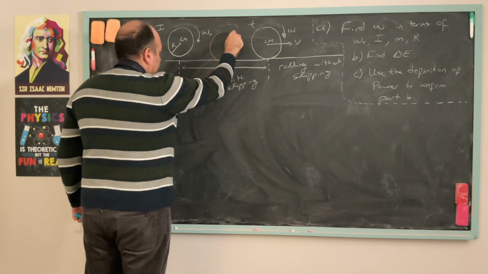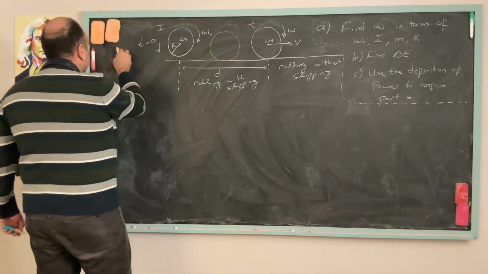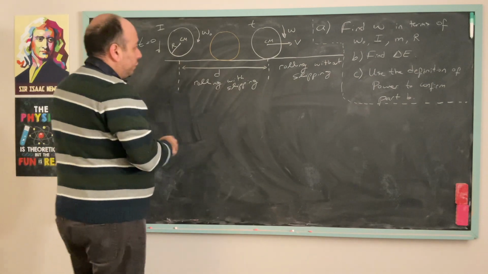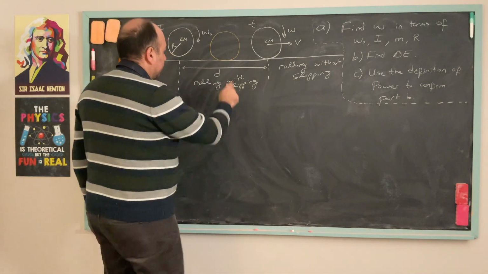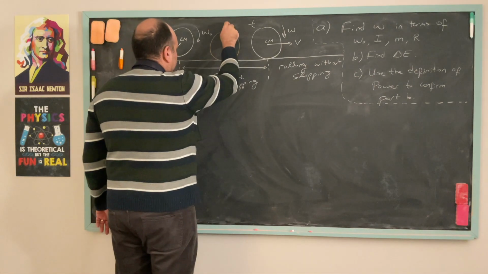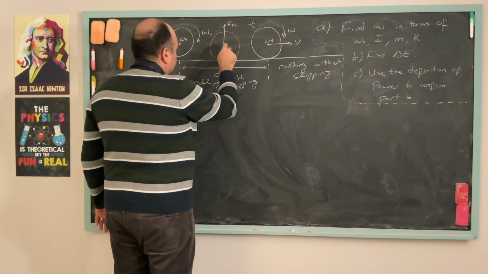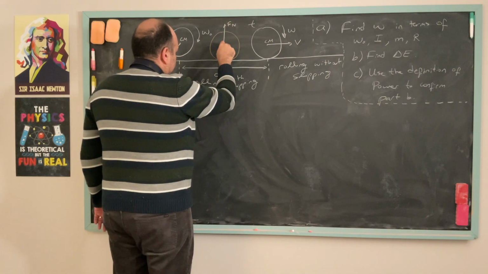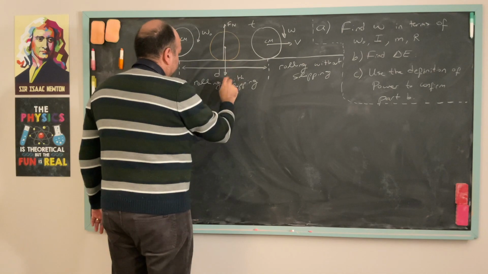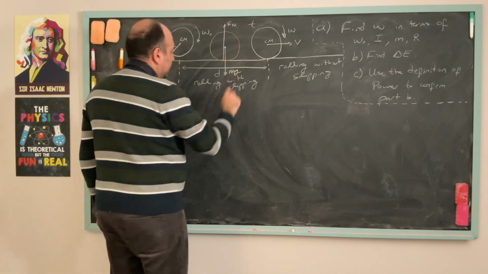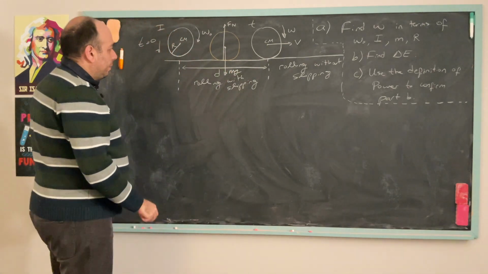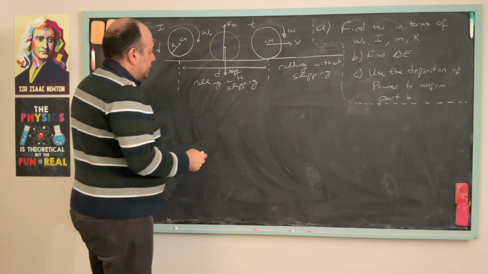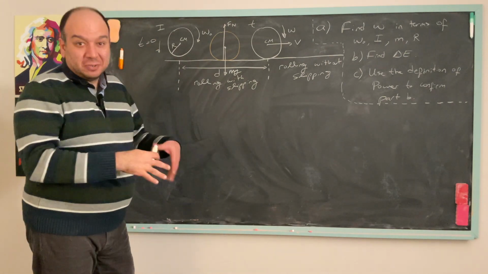While it's moving to the right, let's show all the forces acting on the object. There is a normal force due to the ground, and there is, of course, the force of gravity, mg, pointing down. And what else? There will be friction, right?